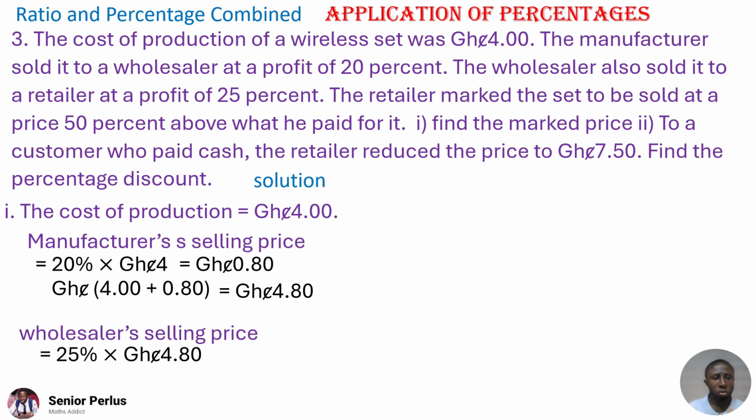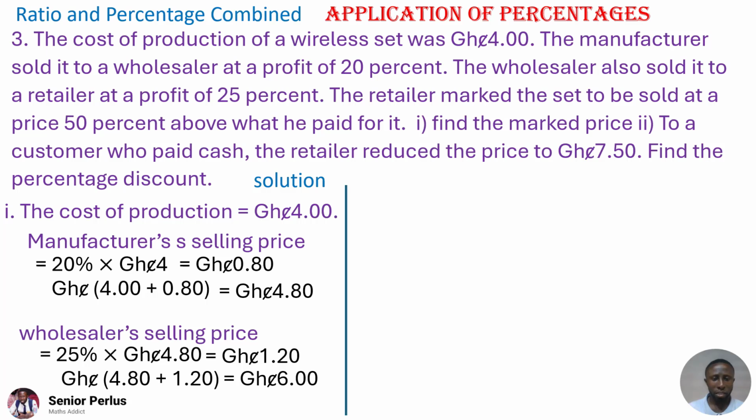Okay, since the manufacturer sold to the wholesaler, the wholesaler also sold it, so it continues. It's also sold to the retailer. So that's 25%. The 25% of 4 cedi 80 pesewas, you have what? 1 cedi 20 pesewas. Then you add the 1 cedi 20 pesewas to the 4 cedi 80 pesewas. Then you have 6 Ghana cedi. Good. Now, to find the retailer cost.